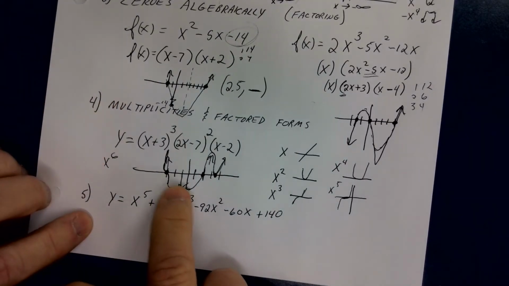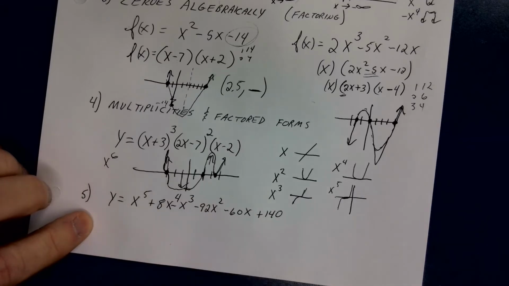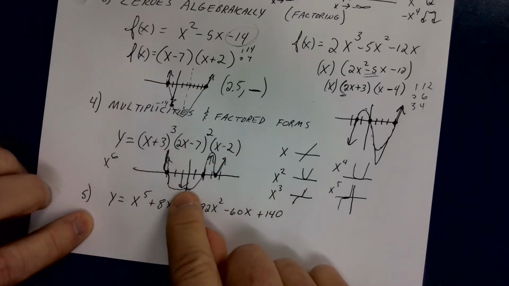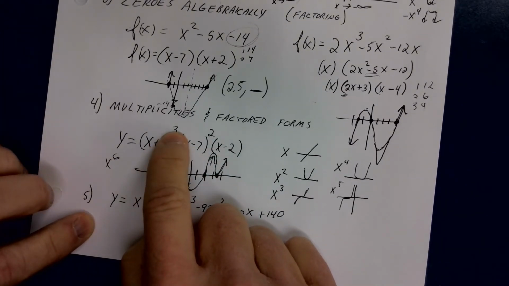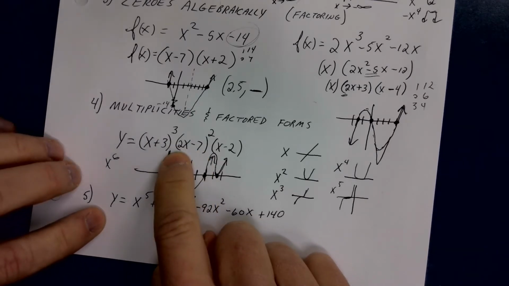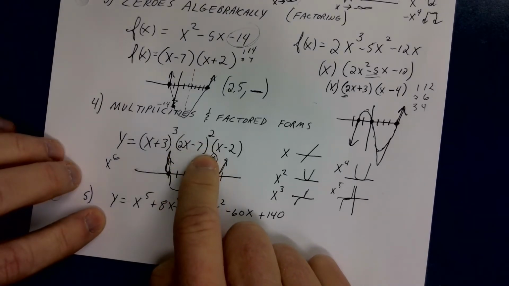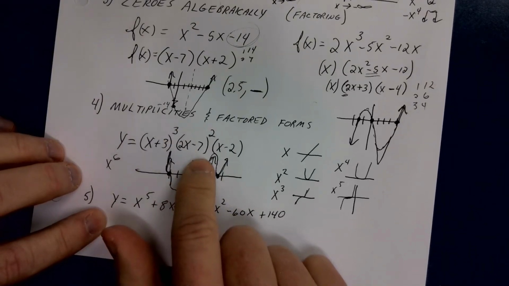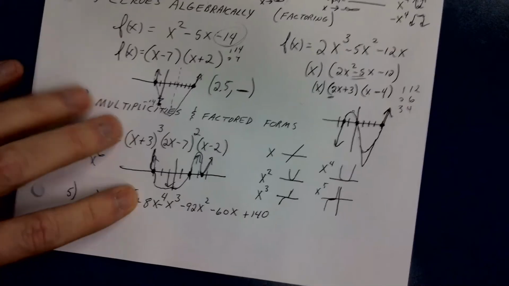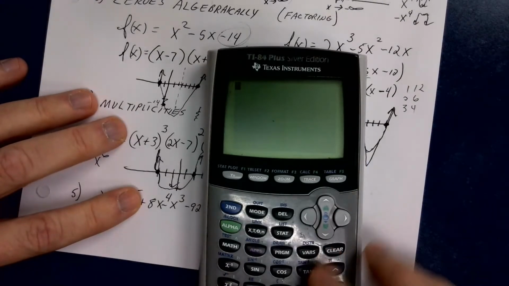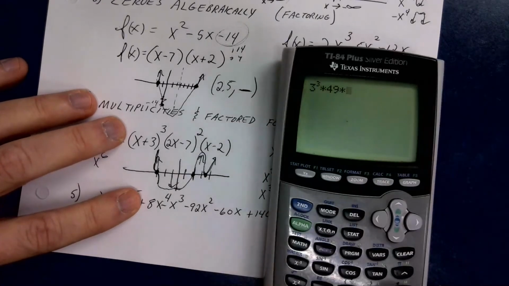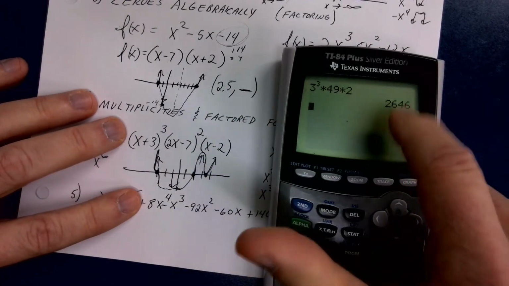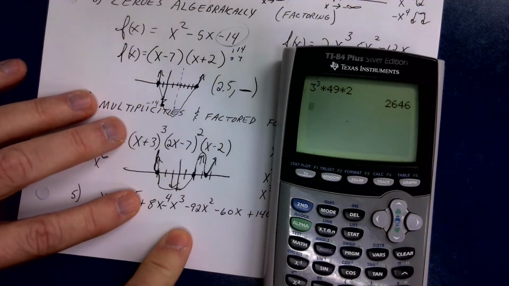In fact, I'm going to try and find this one that's way down there. And I'll do a quick check on the y-intercept. The y-intercept will tell me that this goes down quite a bit. So the y-intercept is going to have a 3 cubed times a 49, times a 2. So let's go home screen here. 3 cubed times 49 times 2. That means the y-intercept is down there at like negative 2,646.